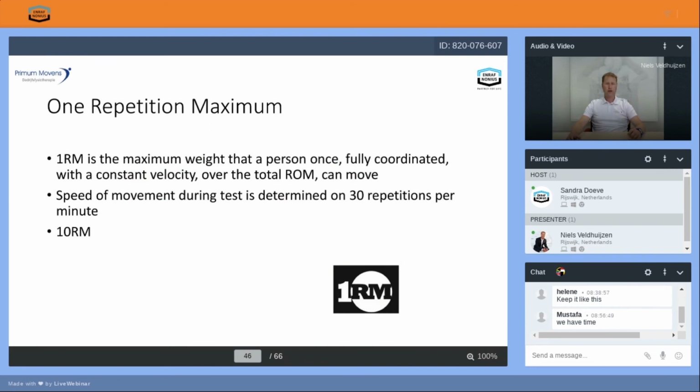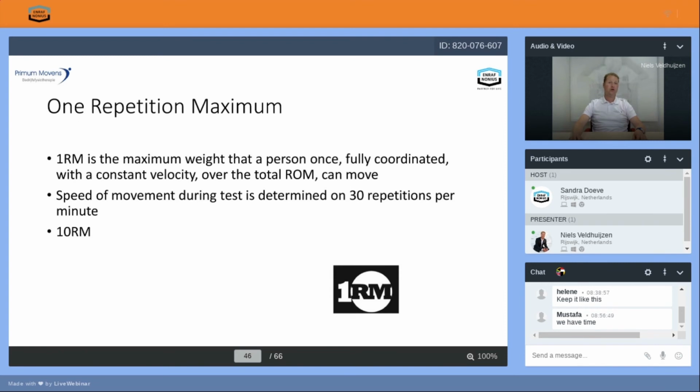And to do so, you can use the so-called 1 repetition maximum. The 1 repetition maximum is the maximum weight that a person, once fully coordinated with a constant velocity or constant speed over a complete range of motion, can move. The speed of the movement during the test is determined at 30 repetitions per minute. That means 1 second up and 1 second down. That's actually the description of the 1 repetition maximum test.